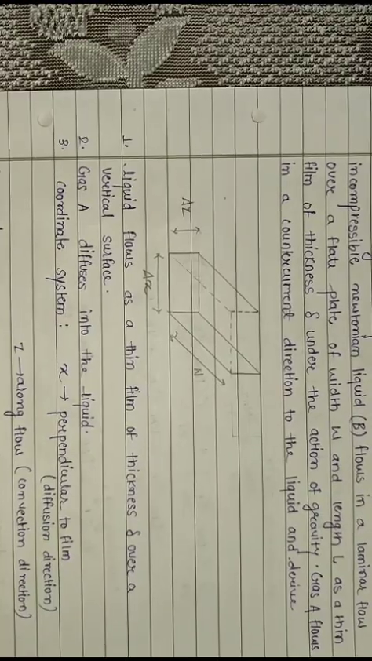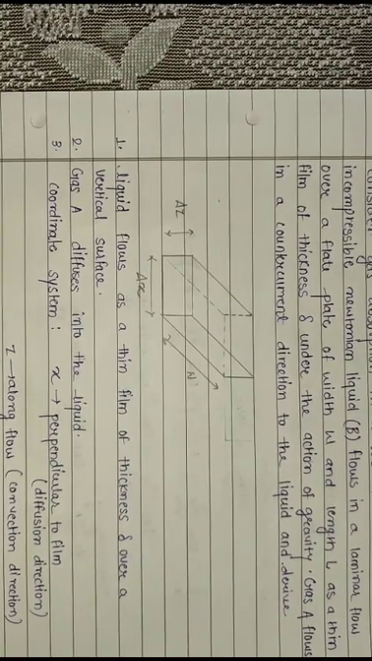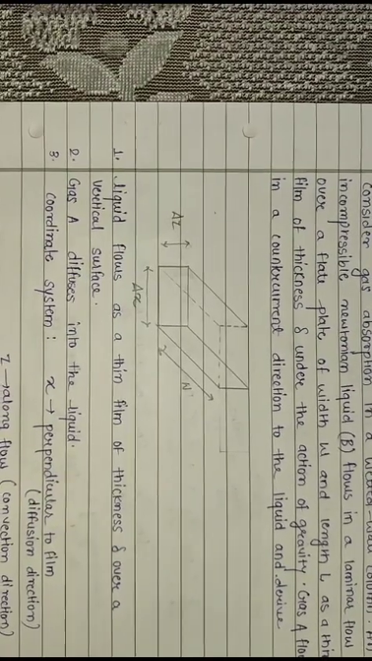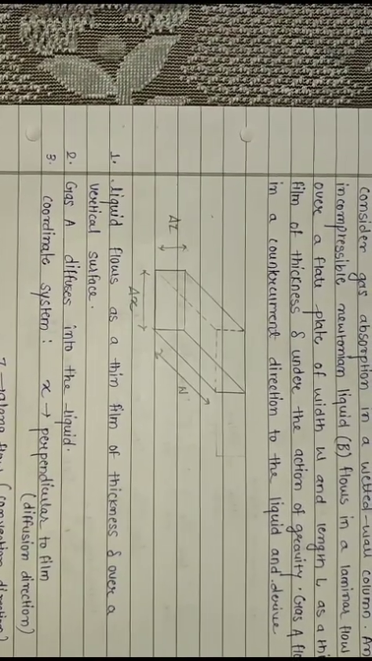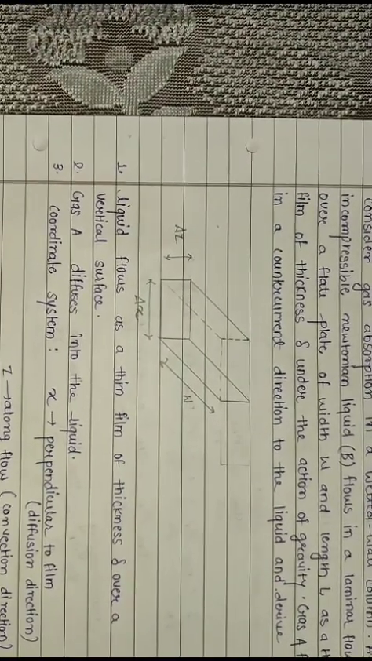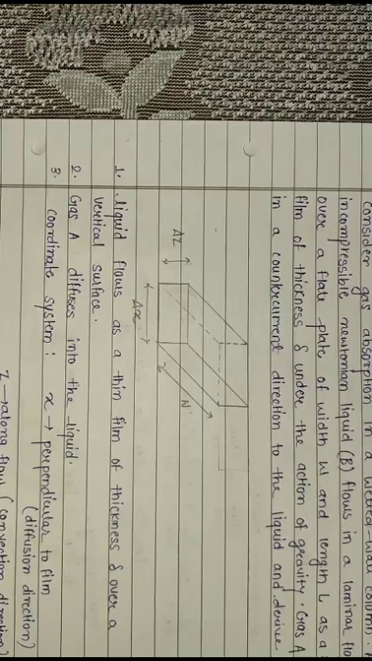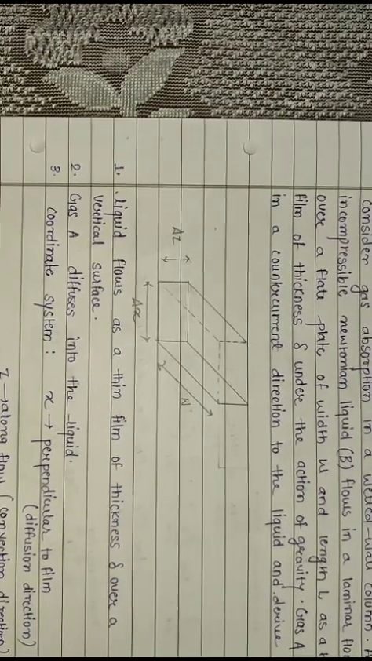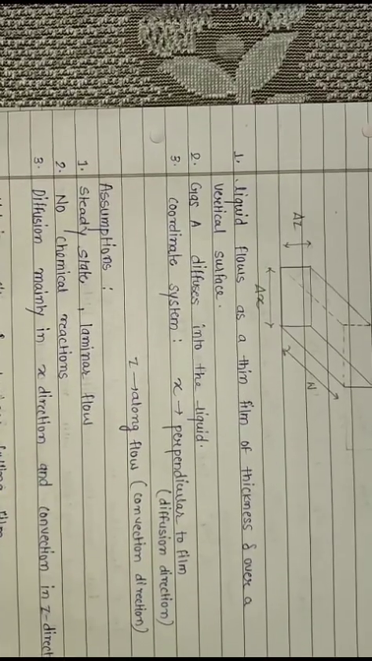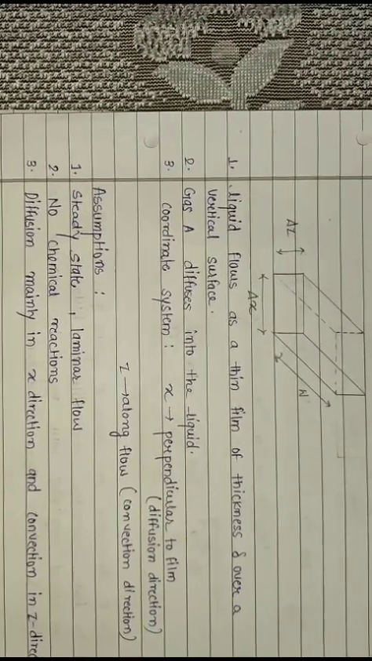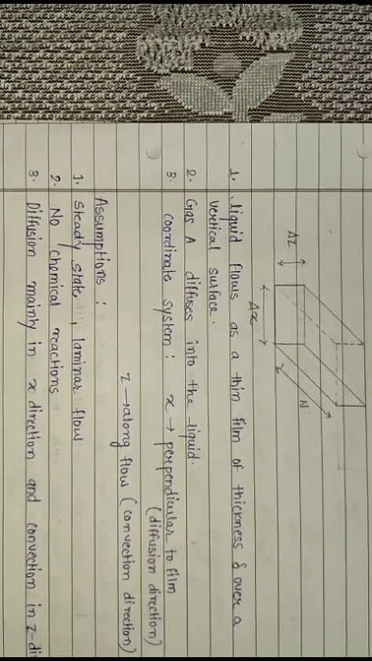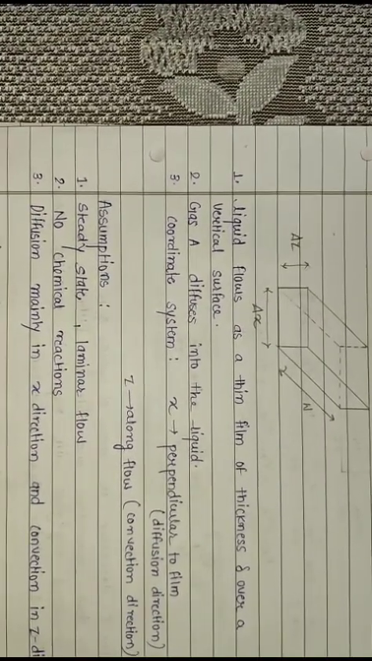To describe the system, we define a coordinate system where the x direction is perpendicular to the film, representing the direction of diffusion, and the z direction is along the flow of liquid, representing convection. The analysis is based on steady state condition, laminar flow, and no chemical reaction, and the assumption that diffusion occurs in x direction while convection occurs in z direction.